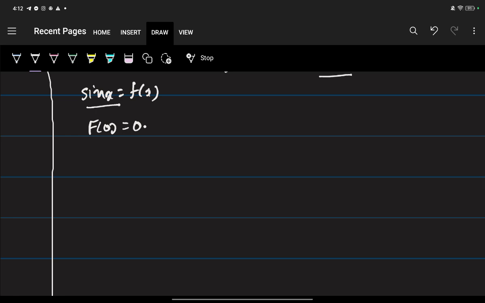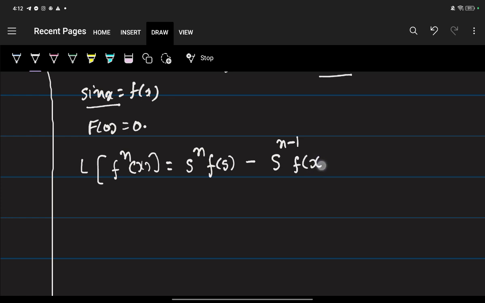So the general formula for the nth derivative is this way: s raised to n times the Laplace transform of that function, then minus s raised to n minus 1 times the value of that function at x equal to 0, then s raised to n minus 2 times f dash at x equal to 0, and so on.